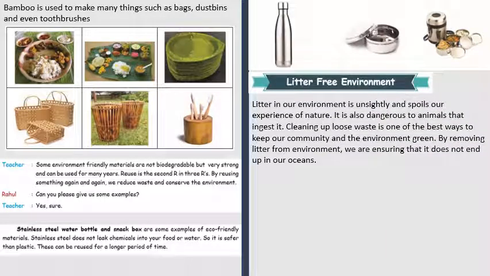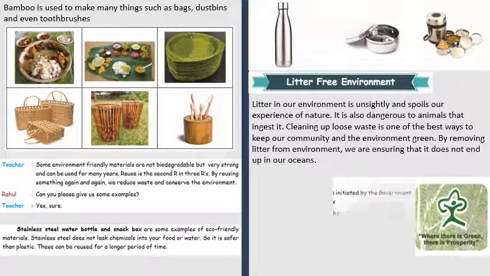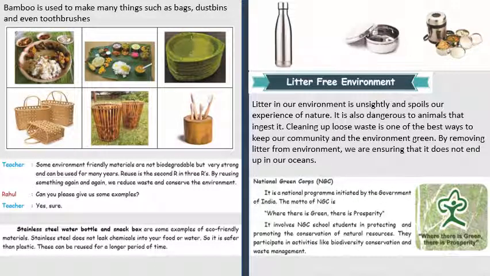Now, what is litter-free environment? Litter in our environment is unsightly and spoils our experience of nature. It is also dangerous to animals that ingest it. Cleaning up loose waste is one of the best ways to keep our community and environment green. By removing litter from environment, we are ensuring that it does not end up in our ocean.